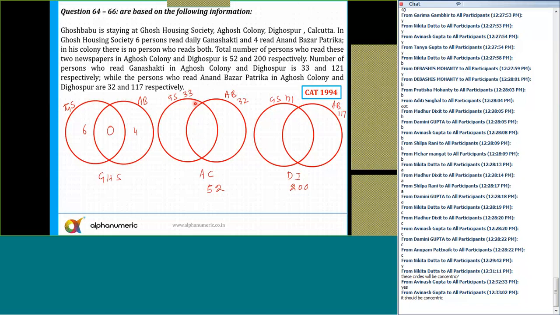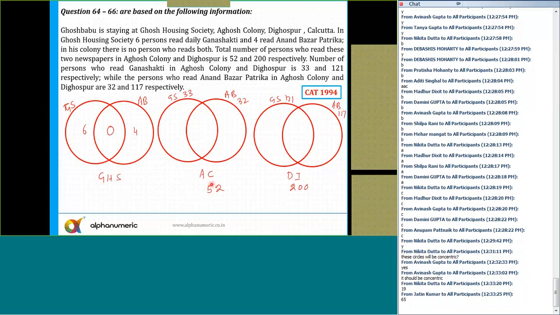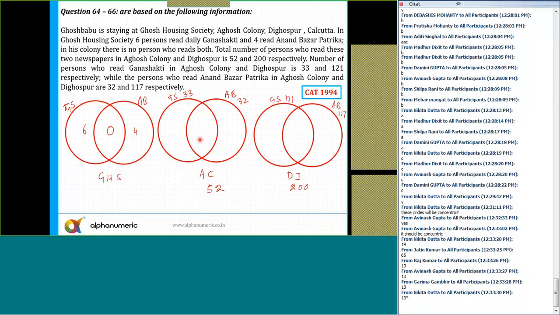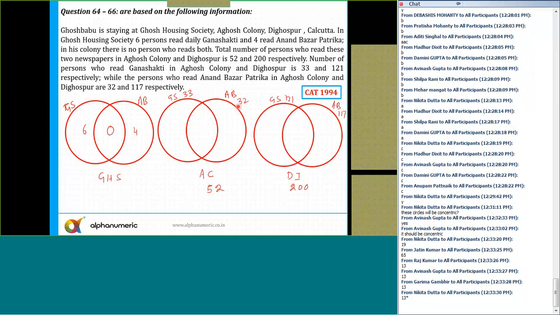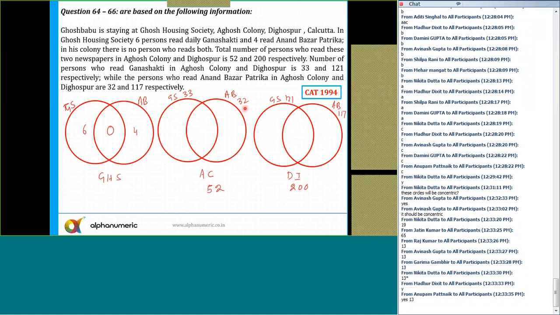This is 33 plus 32. What is 33 plus 32? That is going to be equal to 65. But the total should be 52. So 65 minus 52 is 13. So the middle value is nothing but 13.